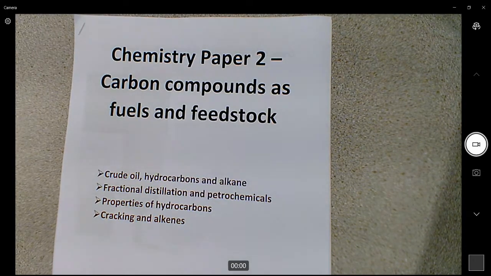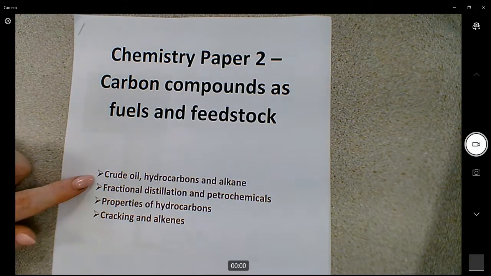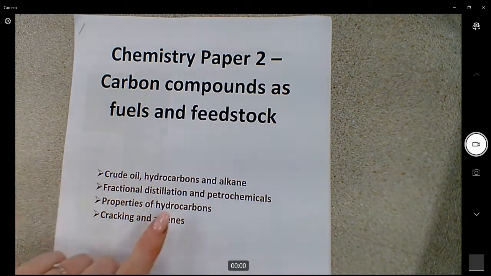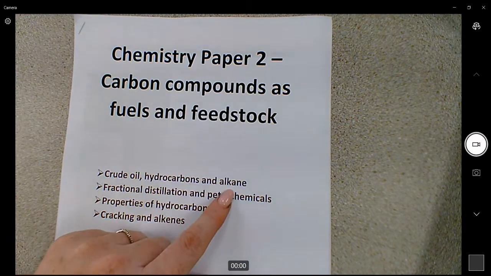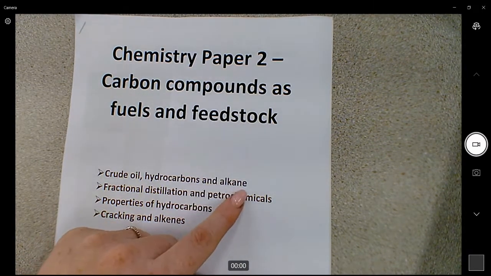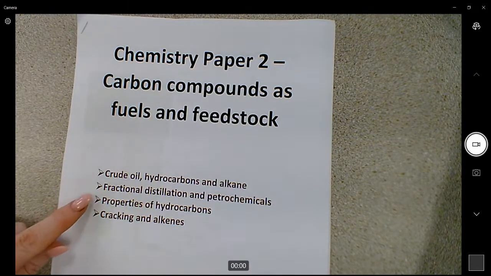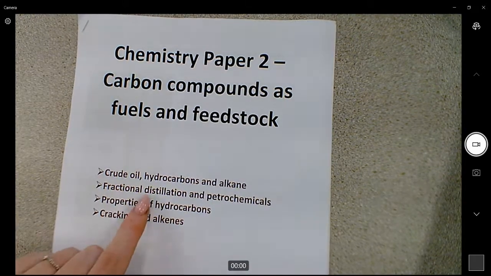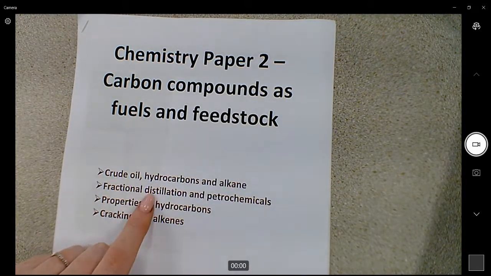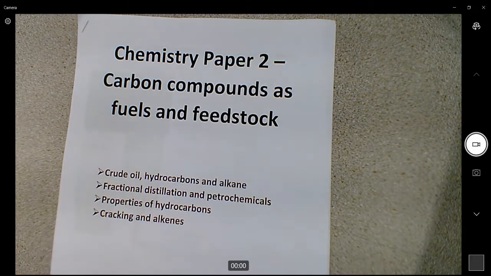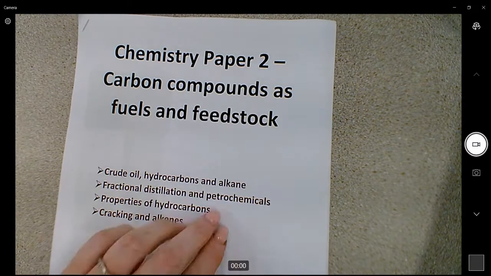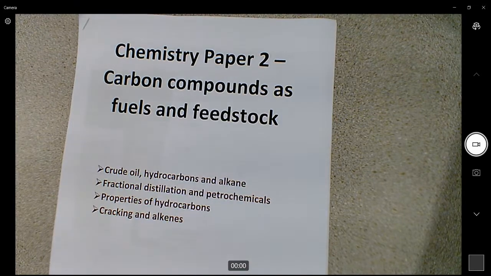So we're going to start off with looking at what crude oil is, and then move on to hydrocarbons, and in particular the alkane family to start with. We'll look at the structure of the alkanes, and we also need to be able to describe the types of reactions that alkanes can undergo. We're then going to look at fractional distillation, which is a process that takes place to the crude oil, and then the types of products that are made from that process.